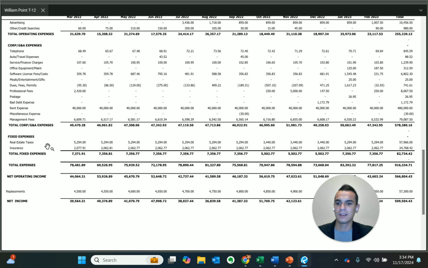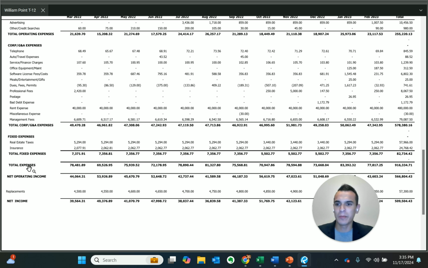Now, last one, we have fixed expenses. So these are things that you don't really have control over. You have to pay them regardless, and they've spread out these tax payments and insurance payments monthly. The insurance may be paid monthly, but the real estate taxes are typically paid twice a year. So you can see both of them combined 82,000 in fixed expenses.